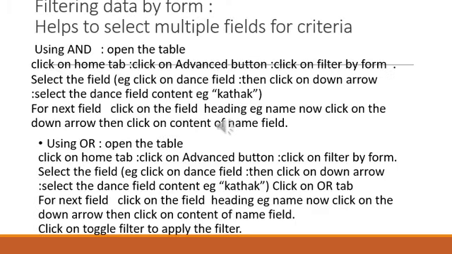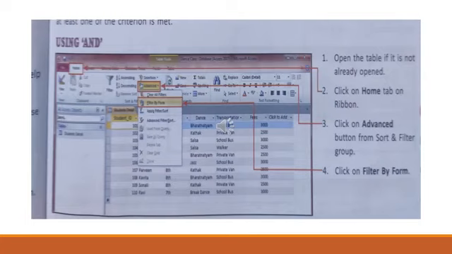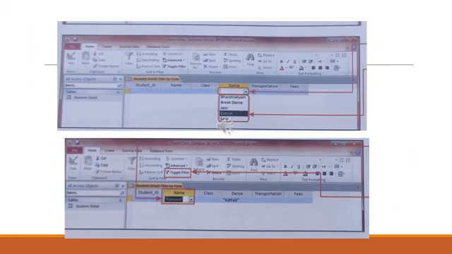Using filter by form with multiple fields, using and or or, both conditions should be satisfied for displaying the records, or only one condition should be satisfied. For multiple fields, go on the home tab, then click on the advanced button, then click on filter by form, and then select a value for the first field. This was your dance, wherein we selected Kathak, and then for the next field we selected name, and from the pull down menu we selected Praveen. So it will look for both the cases: the name should be Praveen and the dance should be Kathak. Only those records should be displayed.